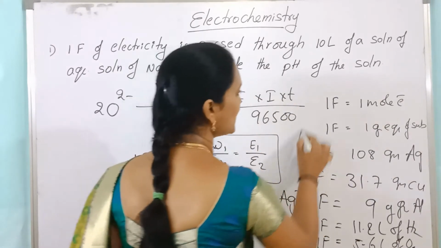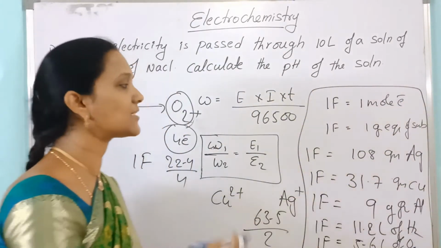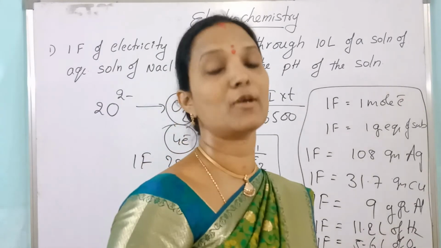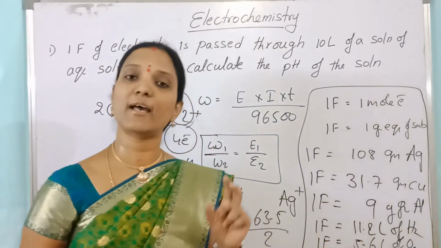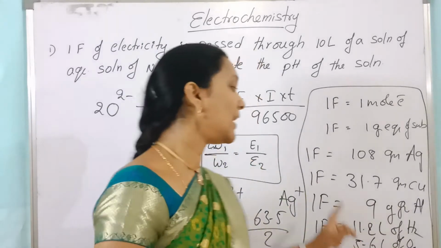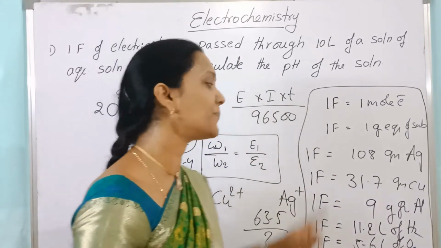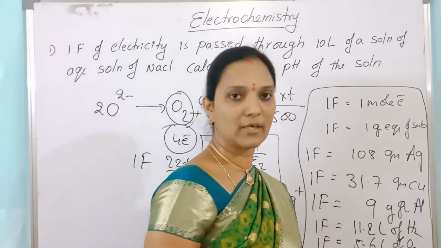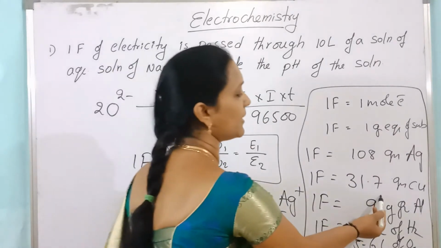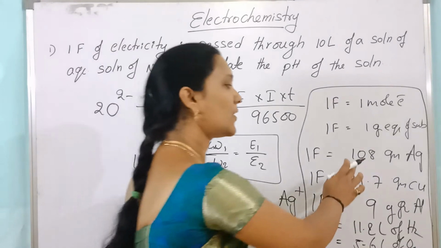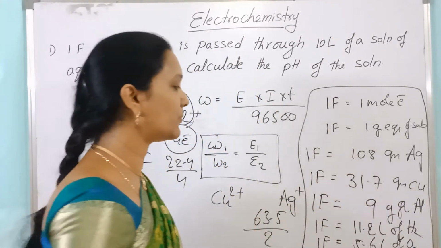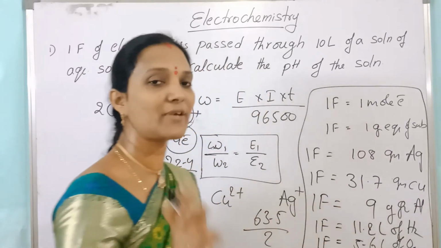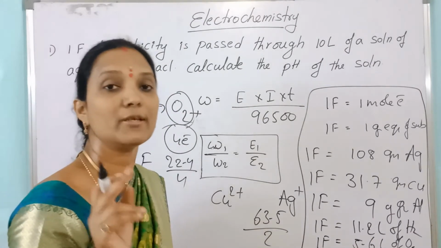First you practice this, then any problem given can be solved easily using this relation. 1 Faraday is nothing but 1 mole of electrons, and it produces 1 gram equivalent of any substance. In problems, examples are repeated: copper, silver, aluminium, hydrogen, oxygen. 1 Faraday gives 1 equivalent of copper, 31.7 grams of copper; 1 equivalent of silver, 108 grams; 1 equivalent of aluminium, 9 grams; 1 equivalent of hydrogen, 11.2 liters of hydrogen.